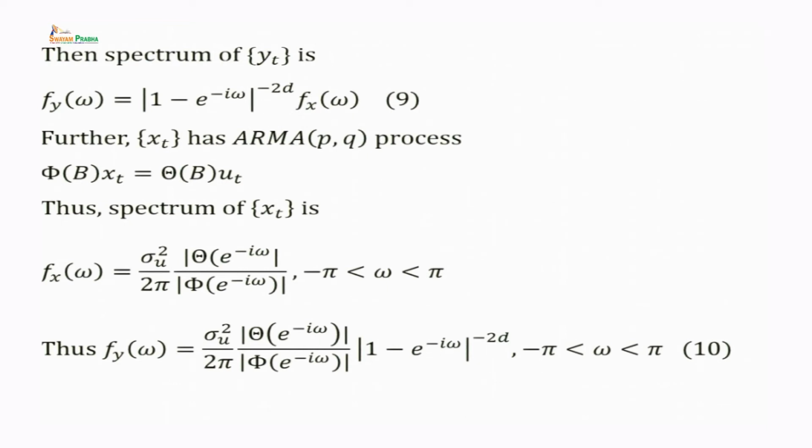So, finally, you obtain f y omega equal to sigma square u upon 2 pi, mod theta e to the power minus i omega upon mod phi e to the power minus i omega, times mod 1 minus e to the power minus i omega to the power minus 2d, and omega lies between minus pi and pi. So, you obtain this final expression for the spectral density function of y.